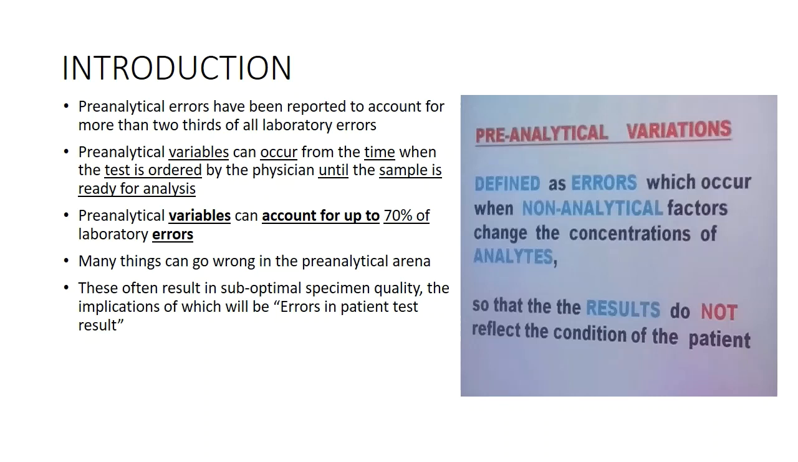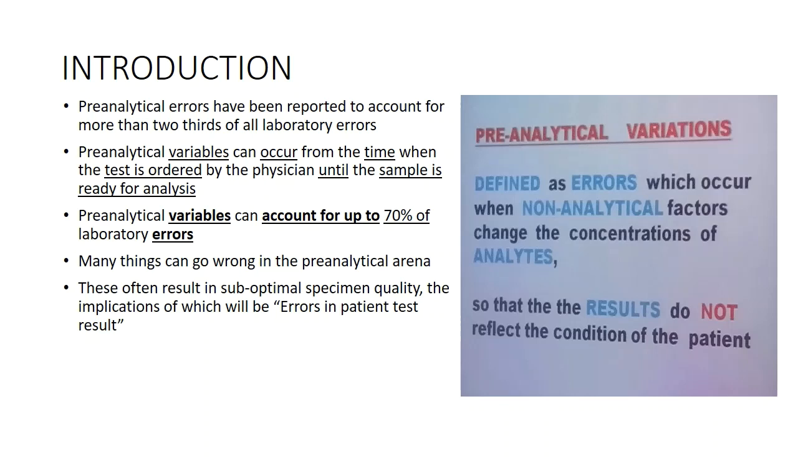So, introduction. What are pre-analytical errors? Pre-analytical variations or variables are defined as errors which occur when non-analytical factors change the concentration of the analytes, so that the results do not reflect the condition of the patient. The ultimate importance of why we select a medical laboratory is for getting an accurate, error-free report. So the report quality may be affected due to several reasons.